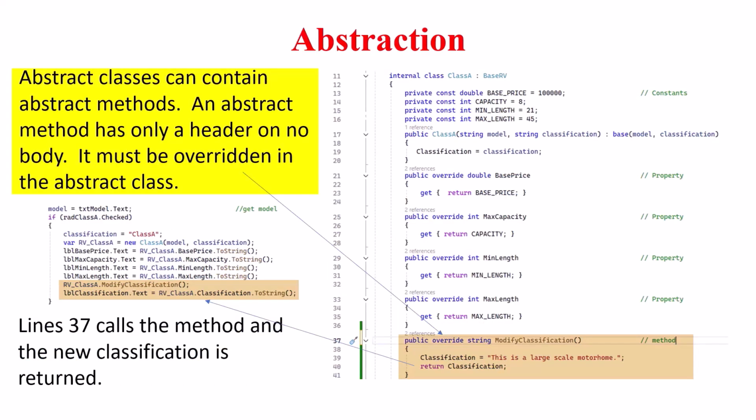Abstract classes can contain abstract methods. An abstract method has only a header and no body. It must be overridden in the abstract class. And so we see the method down below has classification equals this is a large-scale motorhome for the Class A. We're going to return classification then to our label. So it's making the change there. Line 37 calls the method and the new classification is returned.